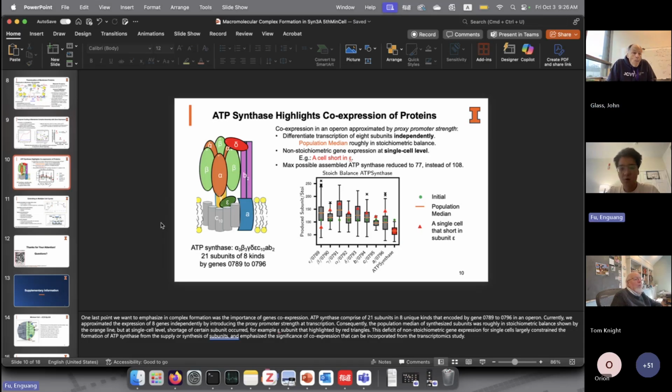Yeah, so we haven't incorporated the transcriptomics data yet. We base our proxy promoter strengths on the proteomics counts of the peripheral membrane proteins. But we do see some distribution of mRNA isoforms for this ATP synthase operon from the long read analysis conducted by Troy, yes.